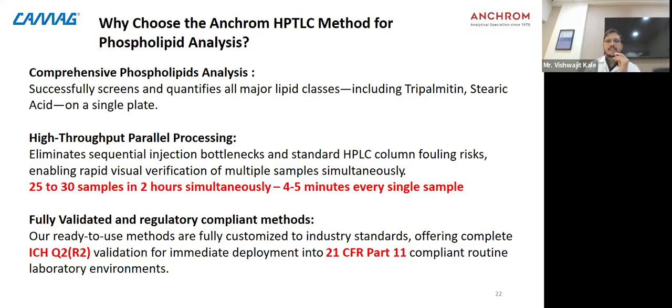And all these methods are available in our lab. I have shown you two important methods prominently used in the industry, which are fully validated as per ICH Q2 R2 guidelines, and ready-made for installing in your lab and to carry out your work in a 21 CFR Part 11 compliant environment.